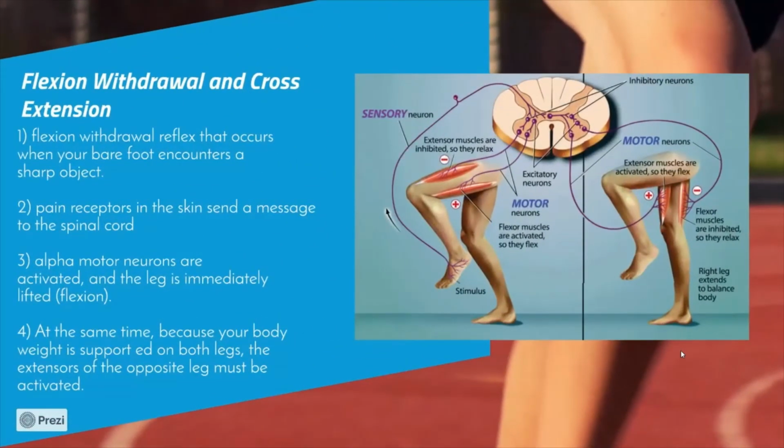The flexion withdrawal and crossed extension is another type of reflex. Flexion withdrawal reflex occurs when your bare foot encounters a sharp object. Pain receptors in the skin send a message to the spinal cord. The alpha motor neurons that are located in the spinal cord are activated, and the leg is immediately lifted. This is called a flexion. At the same time, because your body weight is supported on both legs, the extensors of the opposite leg must be activated so that you don't trip and fall.